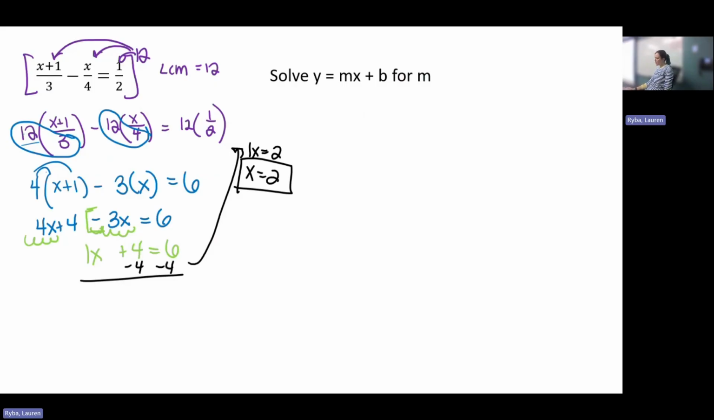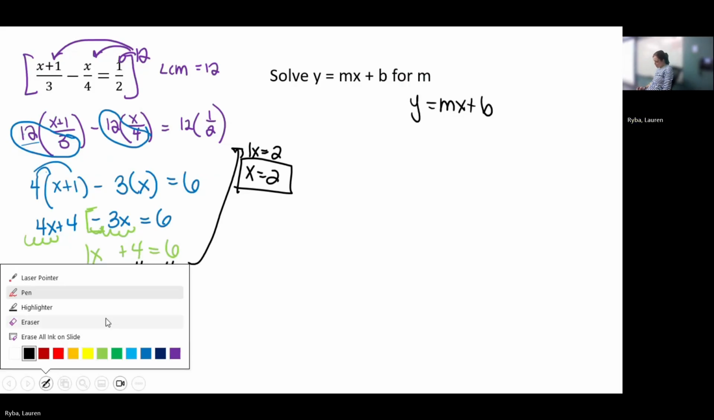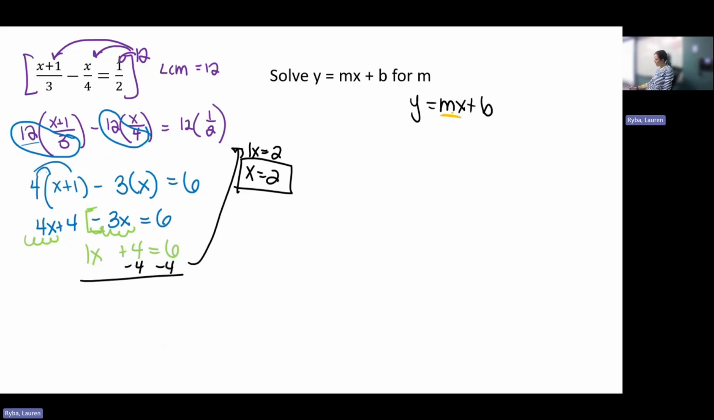All right, the last thing we can do with equations here is take an equation and solve it for a different variable. So I have y equals mx plus b. That is the equation of a line in slope-intercept form. It's asking us to solve for m. Currently, m is attached to x, so I can't do anything with that piece. It's going to stay where it is, but I can get rid of the plus b.